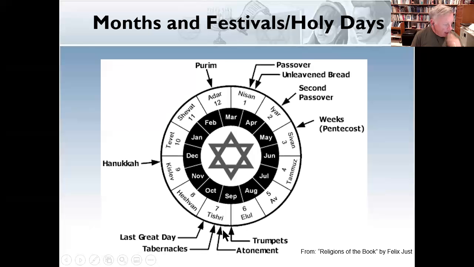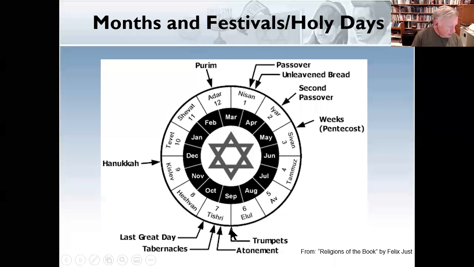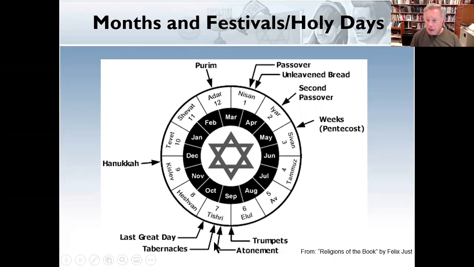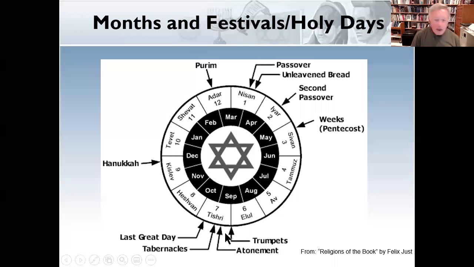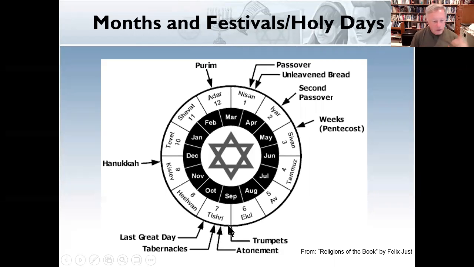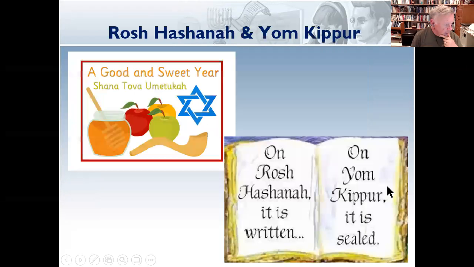We will talk about how Atonement and Rosh Hashanah, trumpets, I'm not sure why they didn't say Rosh Hashanah here, comes just before the Feast of Tabernacles. There's an interesting perspective there. So there's a connection between all these things. They're not just sort of random holidays.